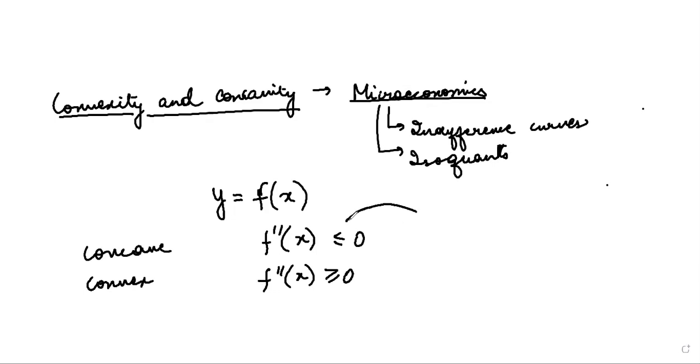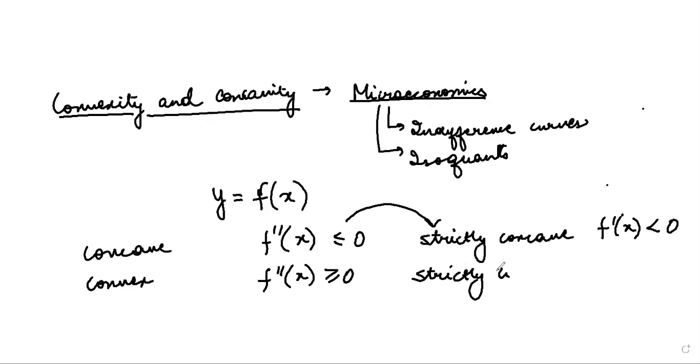In the more strict sense, a function is called strictly concave when f double dash x is less than 0, and it is called strictly convex when f double dash x is greater than 0. Now let's take a few examples from it and then we'll go ahead.